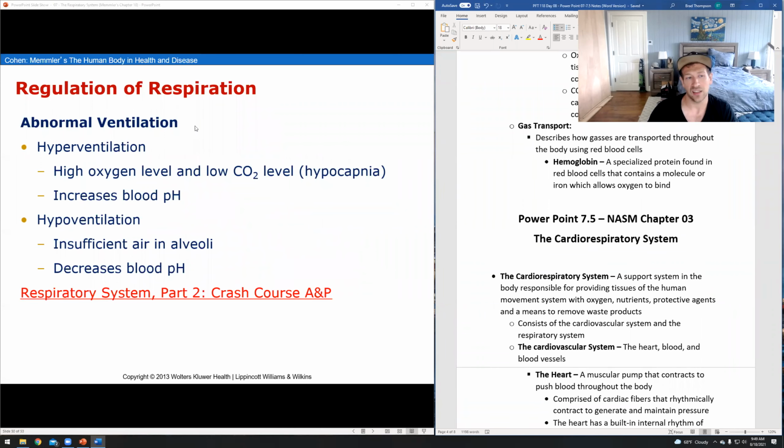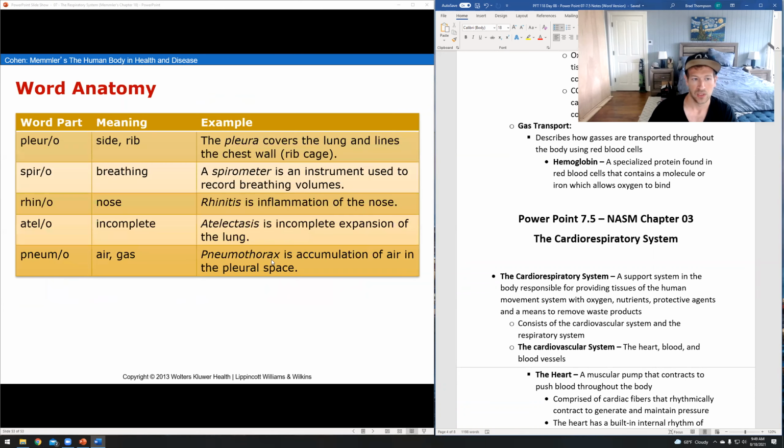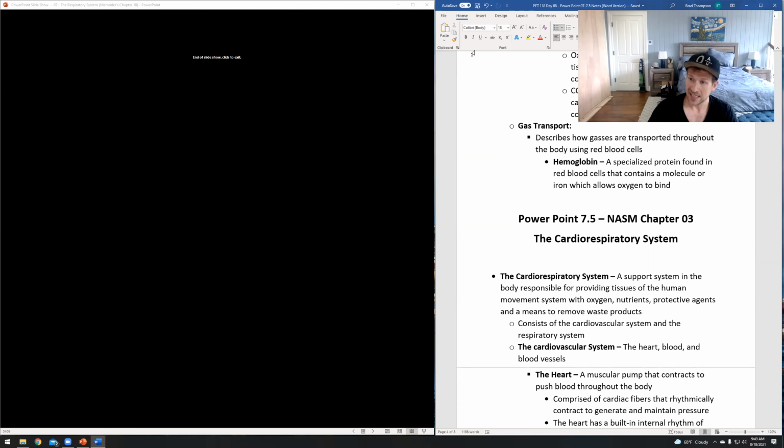Now, like I said, there are abnormal versions. There's hyperventilation, right? That's hypocapnic, lack of CO2. There's hypoventilation, which is insufficient air. Hypoventilation is where you are suffocating. That's also very bad. But both of these do different things to your pH, right? Hyperventilation, where you don't have enough CO2, increases your blood's pH. Whereas hypoventilation decreases your blood's pH. And that's it for the lungs by themselves.